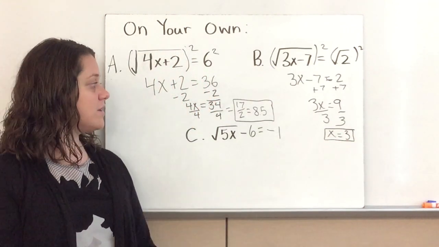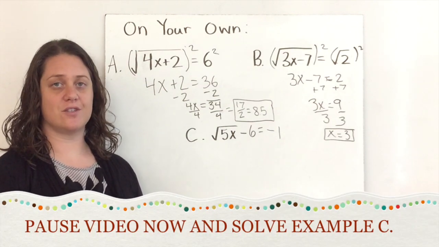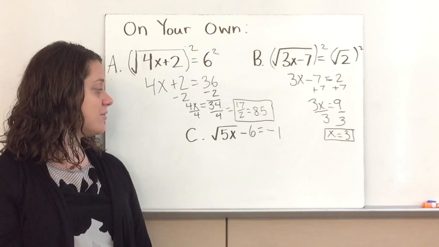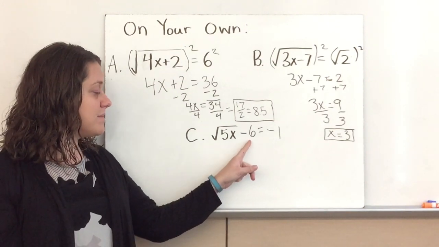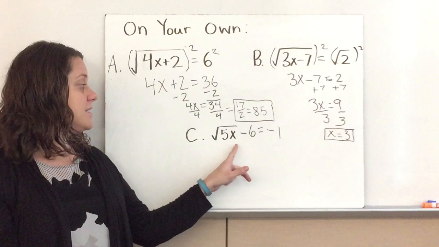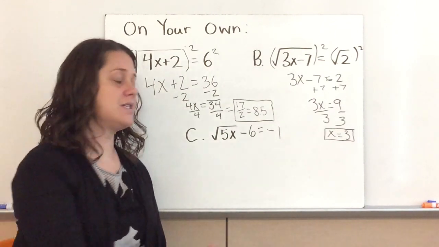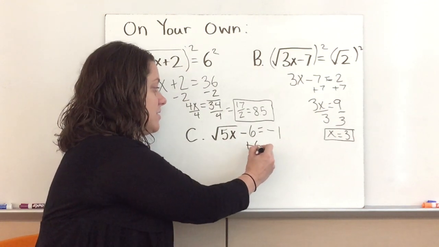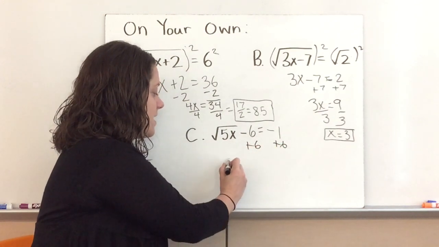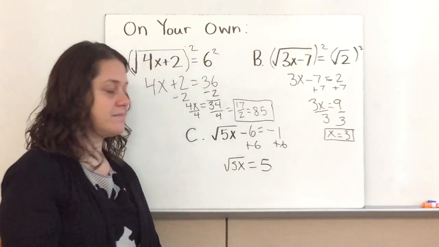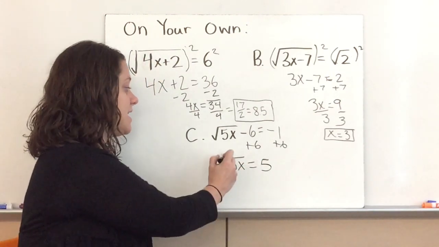All right, moving on to the third example, go ahead and pause the video and try the third one. All right, welcome back. So here we go. Now, remember what Miss Achilles was just telling you here. Since it's not part of the radical, I need to get rid of it before I start taking the square. So I can add 6, and now I'm left with the square root of 5x equals 5. At that point, I'm going to square both sides.